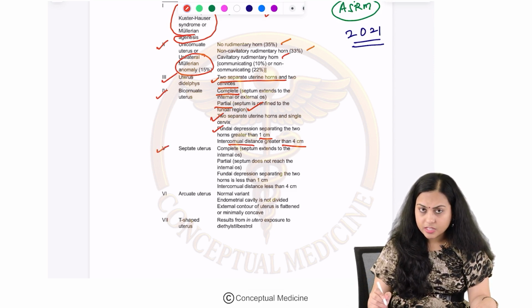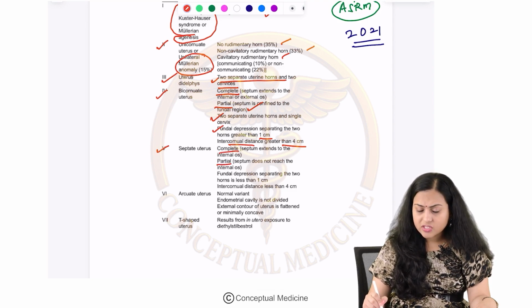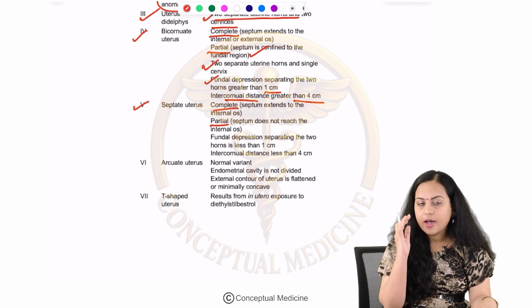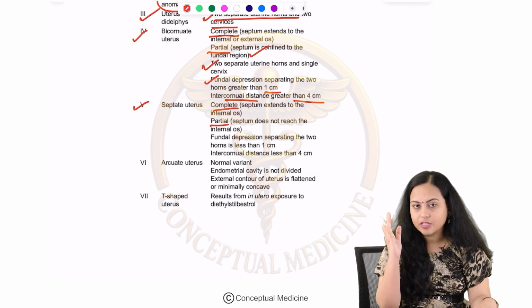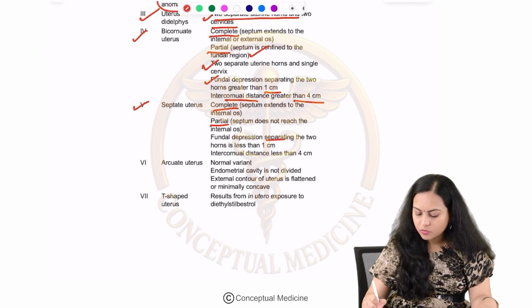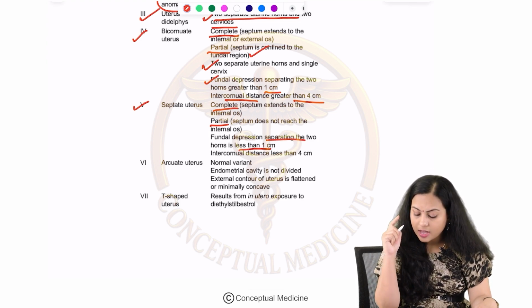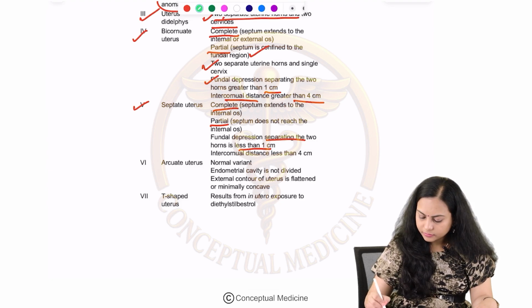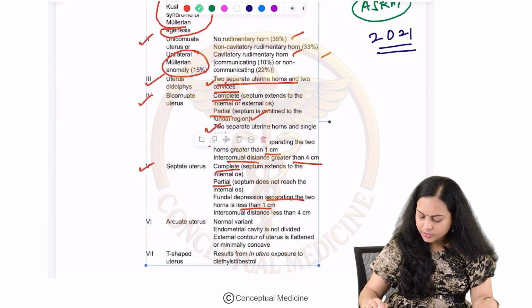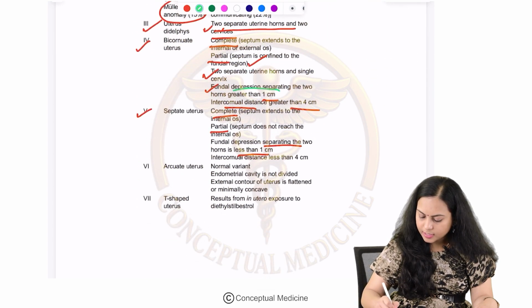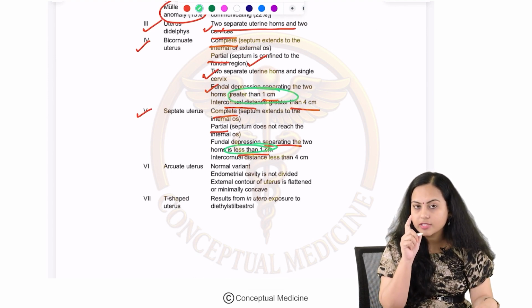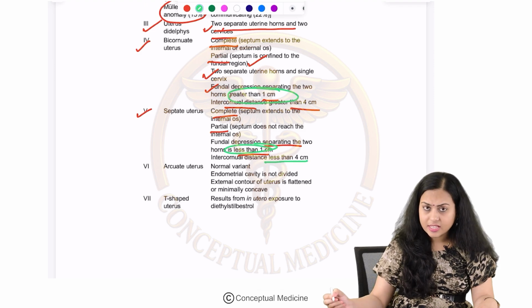Then the fifth type is septate uterus. In that you will be having a complete septum or a partial septum. In a complete septum, the septum extends to the internal os, whereas in partial septum, the septum does not reach the internal os. And here you have to differentiate between the bicornuate uterus and the septate uterus. The fundal depression separating the two horns is less than 1 centimeter in septate uterus, whereas in bicornuate uterus it is more than 1 centimeter. The intercornual distance in bicornuate uterus is more than 4 centimeter, whereas in septate it is less than 4 centimeter, right?